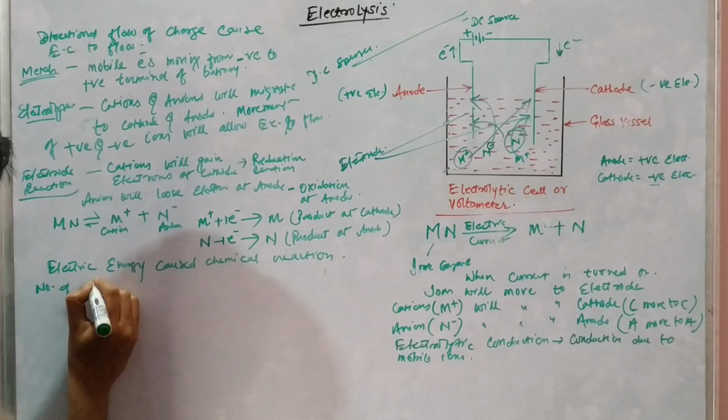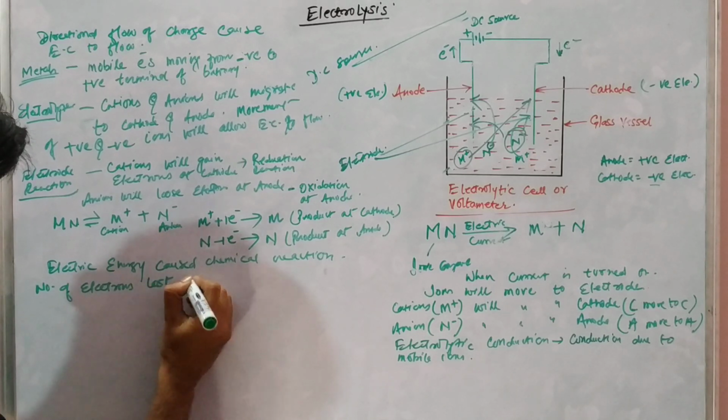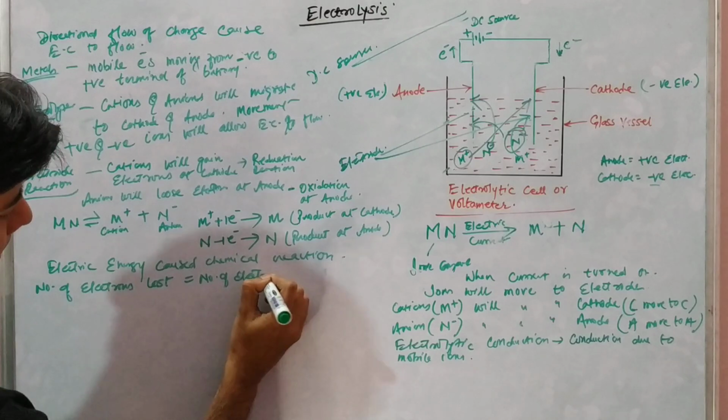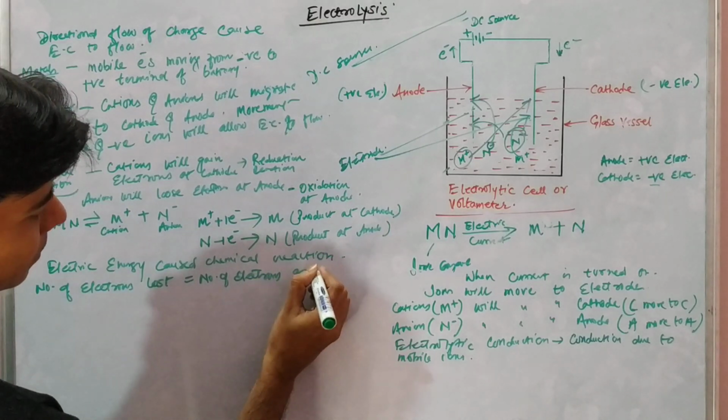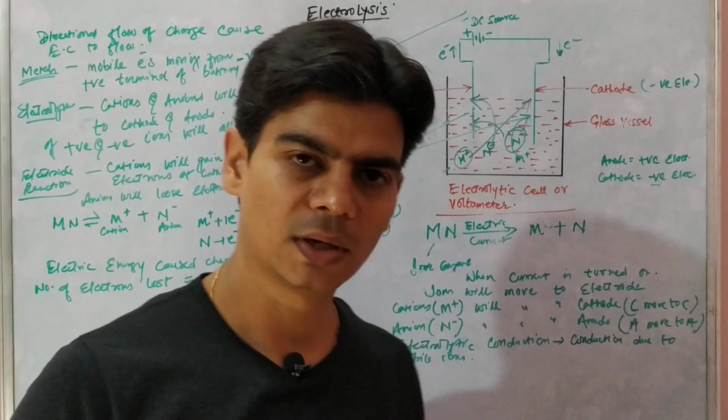Number of electrons lost is equal to number of electrons gained in electrolysis, right?